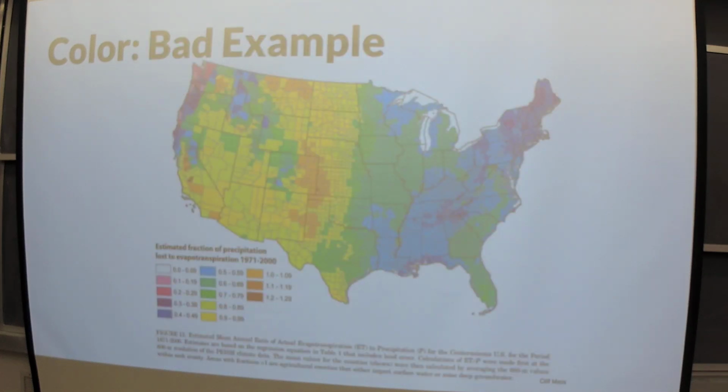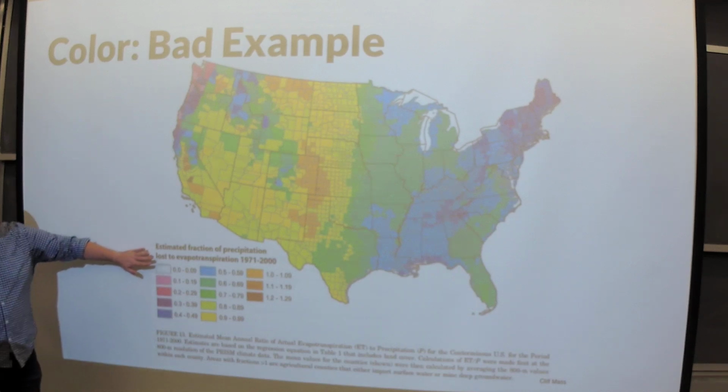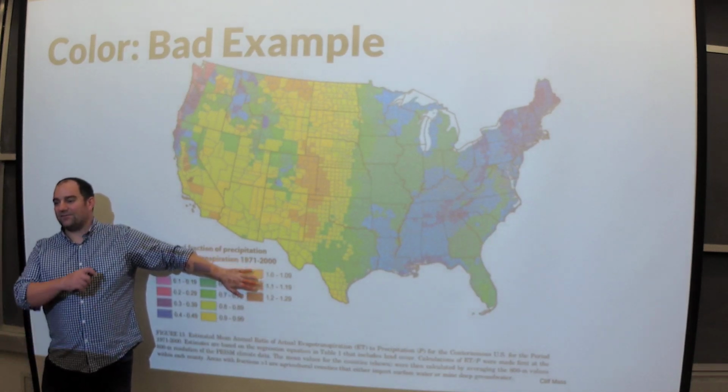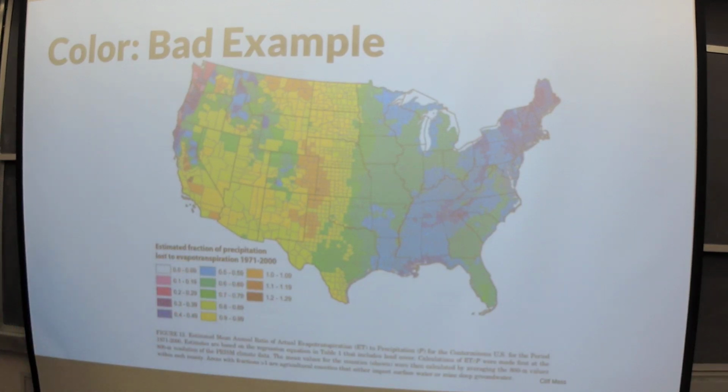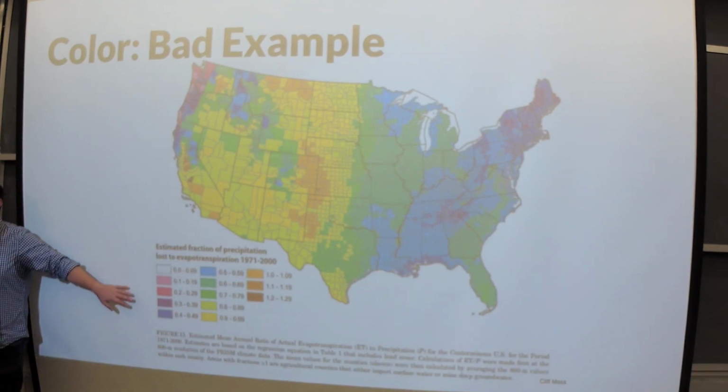Here is a bad color example. This is the mean annual ratio of actual, well, basically how much precipitation is lost to evaporation. And we have a very, very complicated color scale here. If I didn't show you this, could you guess what the numerical values here are? So why do you think those people did this after all?